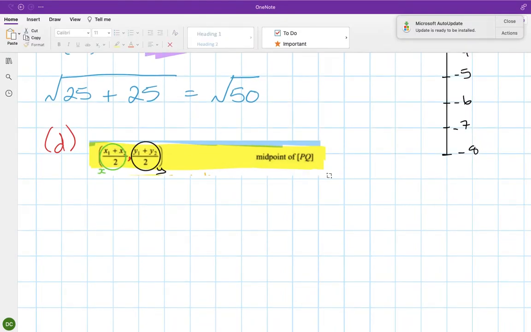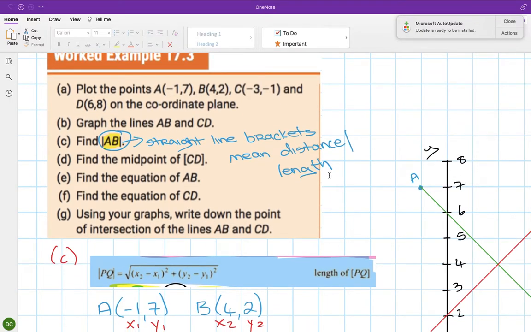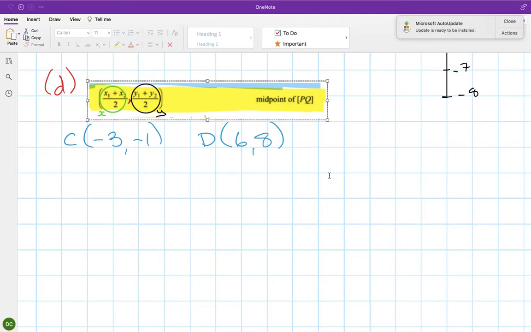So there's midpoint. And then, like I said, it's C and D. So we're going to write down C is -3, -1. And D is 6, 8. Okay, and then again, same thing, label them X1, Y1, X2, Y2, and then just follow the formula and put the numbers in the right places.